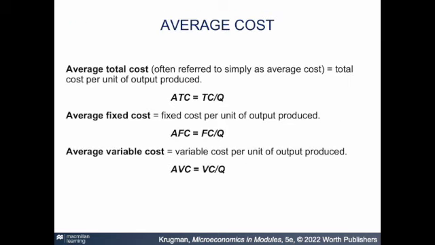Average cost. Average total cost, often referred to simply as average cost, equals total cost per unit of output produced. ATC equals TC/Q. Average fixed cost equals fixed cost per unit of output produced. AFC equals FC/Q. Average variable cost equals variable cost per unit of output produced. AVC equals VC/Q.